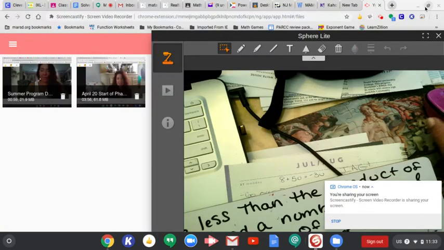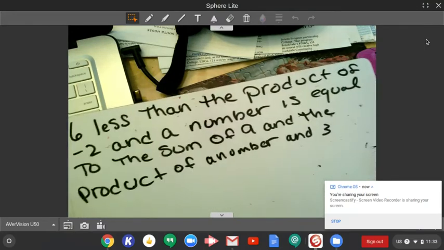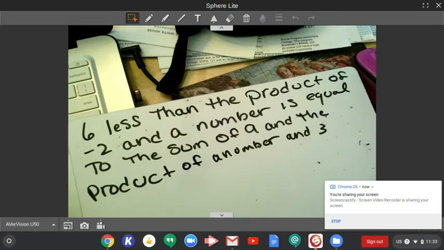Good morning. Today our focus will be rewriting word problems as expressions and equations. So we have a long word problem here, and I will read it to you. It says, 6 less than the product of -2 and a number is equal to the sum of 9 and the product of a number and 3.